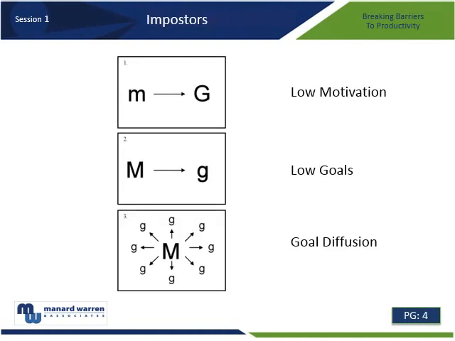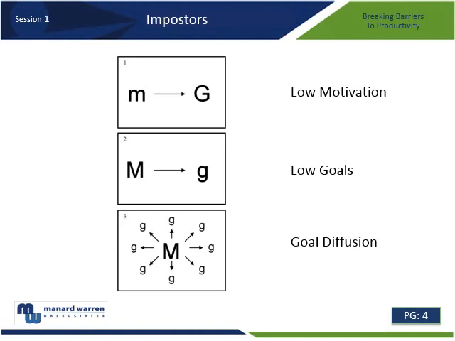On page 4 is a listing of the 3 imposters. Again, if you recollect from the workshop, we'd ask you to select the number 1 imposter that you're the most motivated to work on, to fix, to make better.